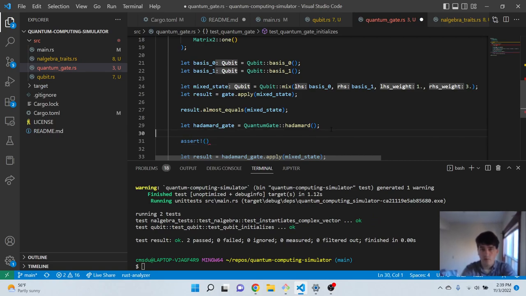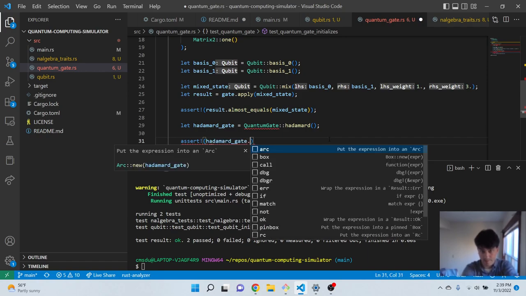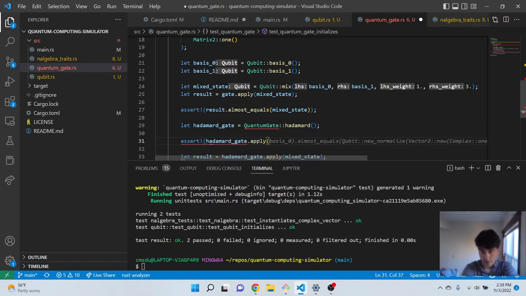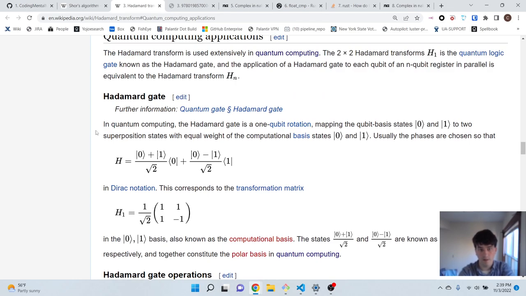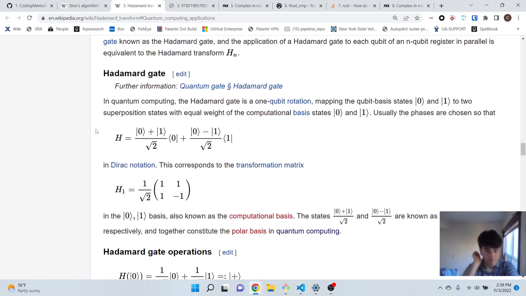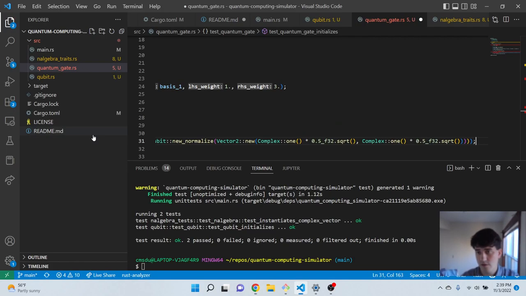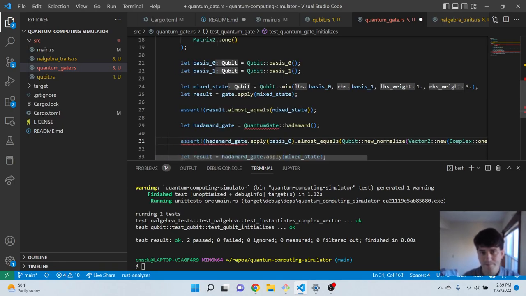Assert that, whoops, we need an assert here. Assert that Hadamard gate applied to basis 0 almost equals one one, is that right? Superposition states, yes, of 1 1.